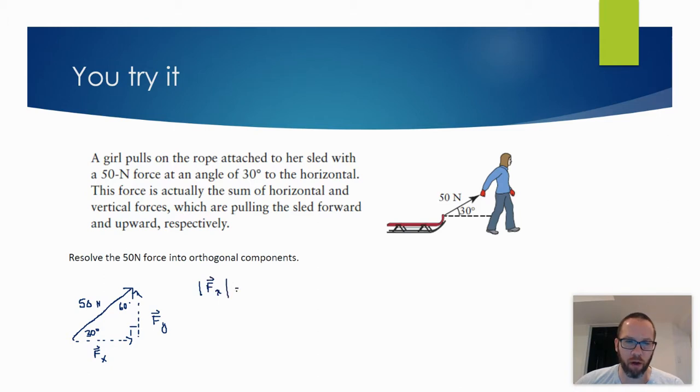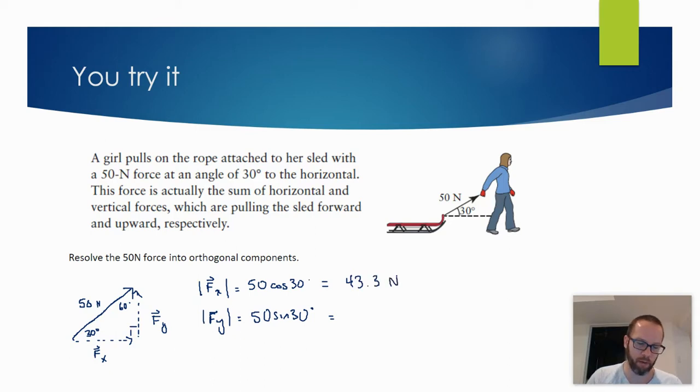But yeah, if it's with the horizontal, we've just got 50 times cosine 30. With the vertical, 50 times sine 30. And we're done. So 43.3 newtons, pulling it forward. 50 sine 30, 25 newtons, pulling it upwards. So we've done 2 examples now. We're resolving a vector into its components.